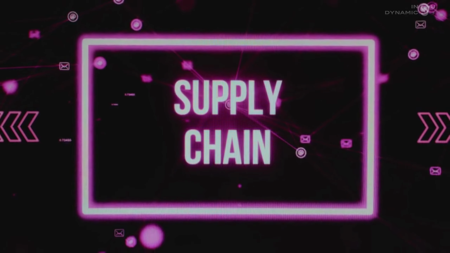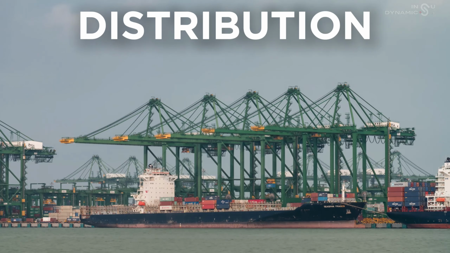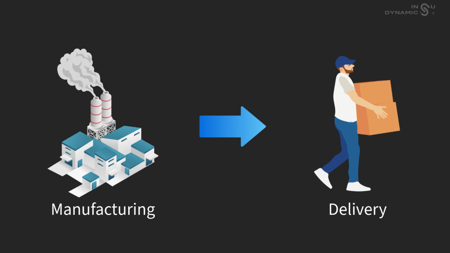Today, we are breaking down the basics of supply chain management. You might have heard these terms like procurement, inventory, and distribution, but what do these mean in real life? By the end of this video, you'll understand how all these elements work together to bring the products from a factory to your doorstep. Let's dive in.